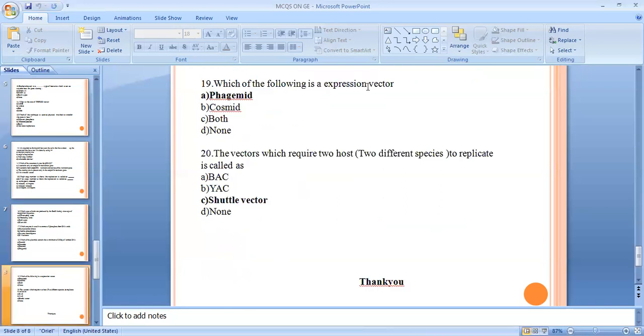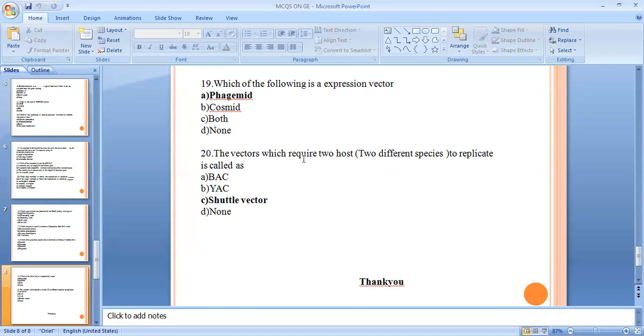Which of the following is an expression vector? Your options are A, phasmid, B, cosmid, C, both, D, none. So the right answer here is phasmid. Friends, why are we calling the phasmid an expression vector? Because any gene which we want to express requires a promoter as well as an operator and structural genes, which are present in the phasmid vector. So we are calling it an expression vector. Next question is coming to you.